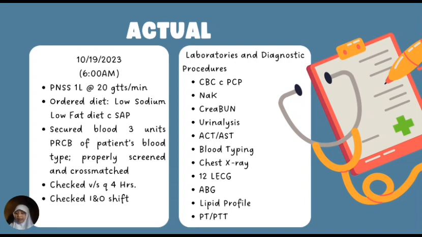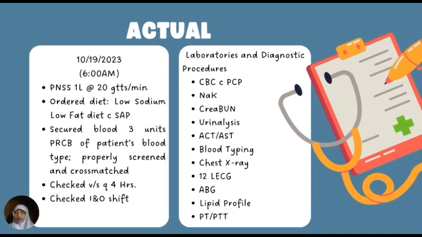So a complete blood count can reveal abnormalities in red blood cells, white blood cells, and platelets. Next, we have NAK, or sodium and potassium, to measure the levels of sodium and potassium electrolytes in the blood. We have creatinine and blood urea nitrogen. So this test helps assess the kidney function of the patient.